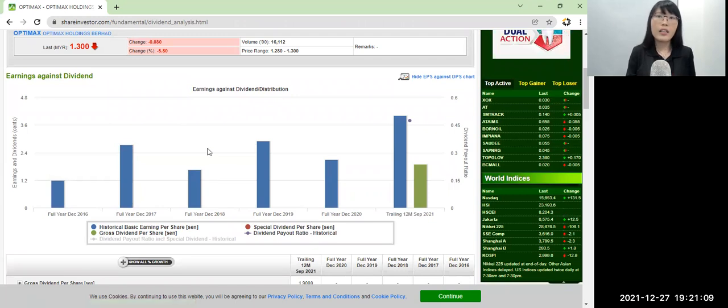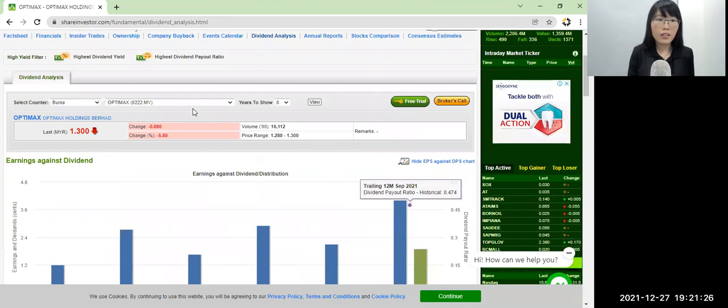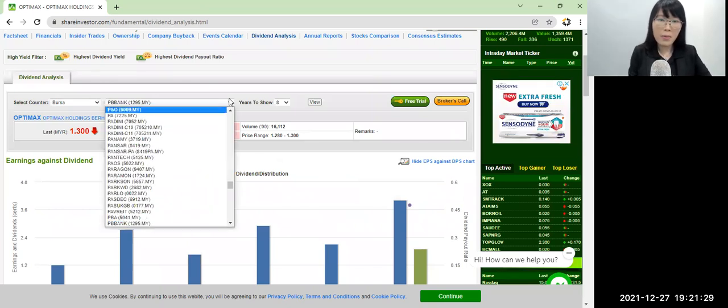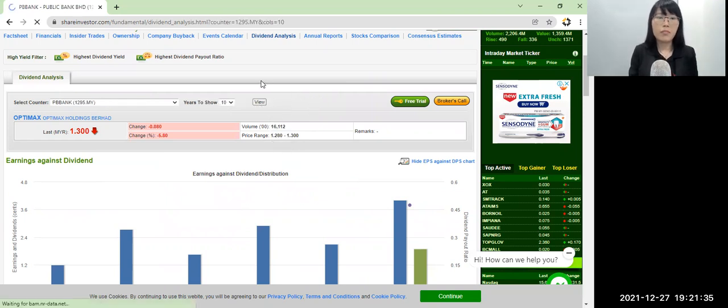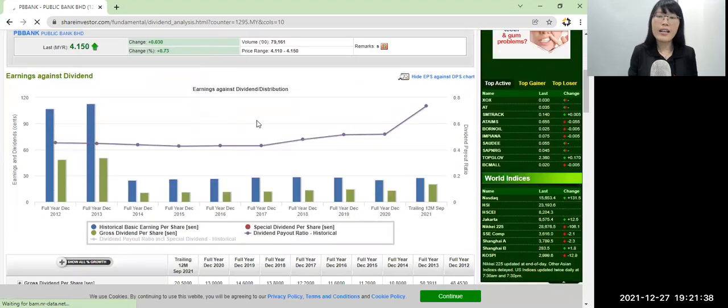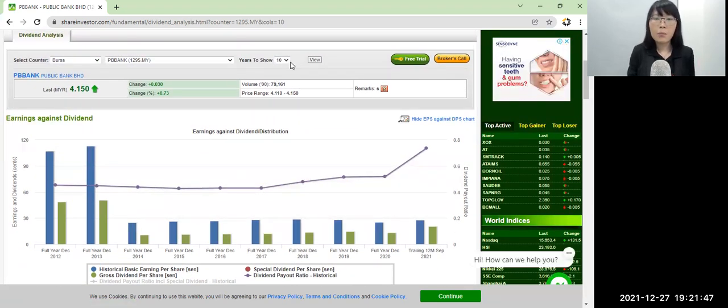Based on this chart, you can see the historical basic earnings per share versus gross dividend per share and dividend payout ratio. In this case, the company is called Public Bank. Years to show, you can choose 10 years. So in this case, the case study is Public Bank. You can choose how many years to view. For example, I choose 10 years and then you select view.